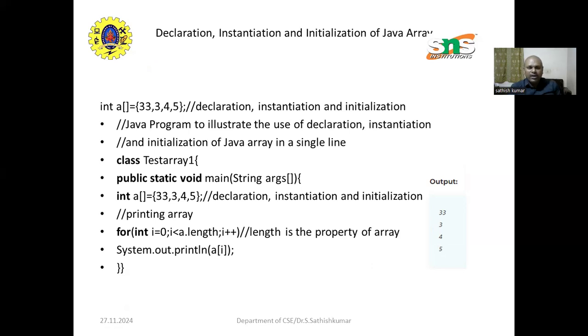int a equals 33, 3, 4, 5. So a of 0 will be stored as 33, a of 1 as 3, a of 2 as 4, and the last one as 5. This is the procedure. We are going to declare this in the program and then print it. Whenever we print array values, we use the for loop: for int i equal to 0, i less than a dot length, i plus plus, system dot out dot println of a of i.